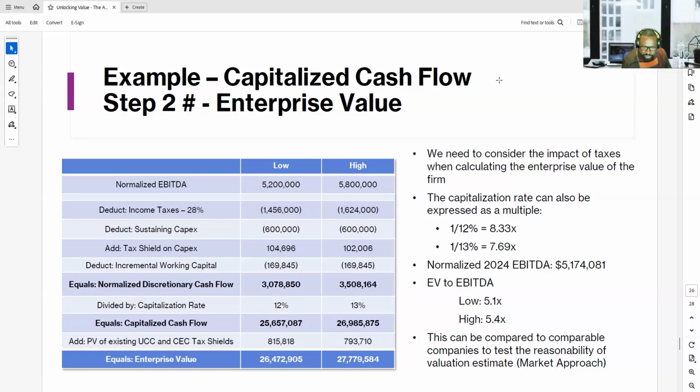Abu, question? Yeah, I have a question on the cap rate. How did we determine it was 12% or 13%? I see you have multiples of 8 or 7. So how is that determined?